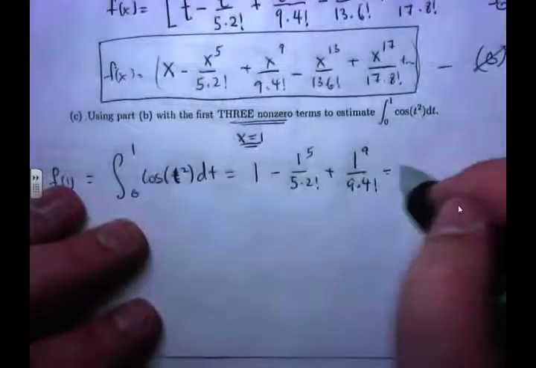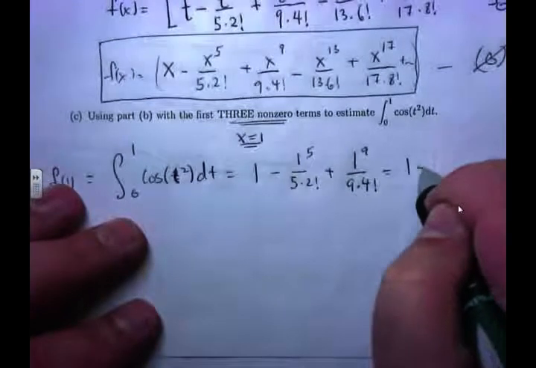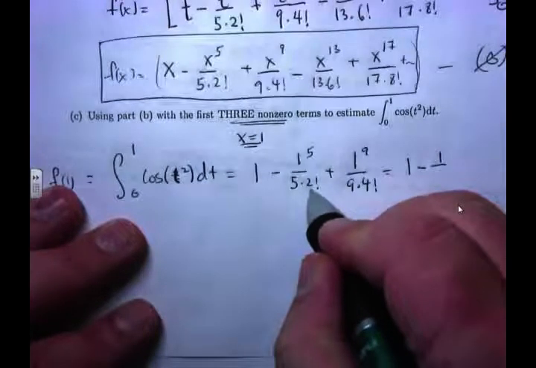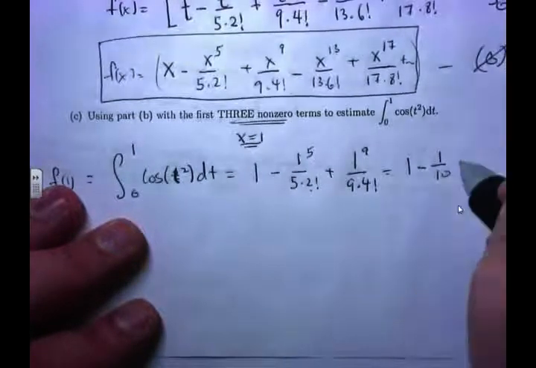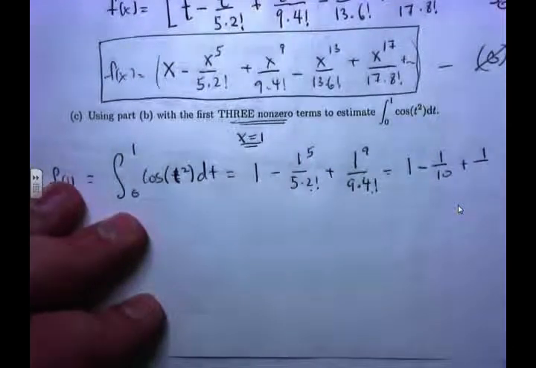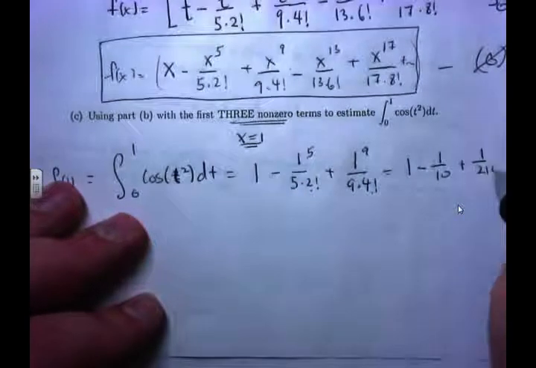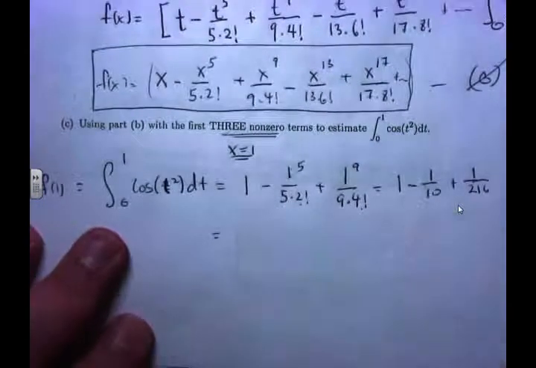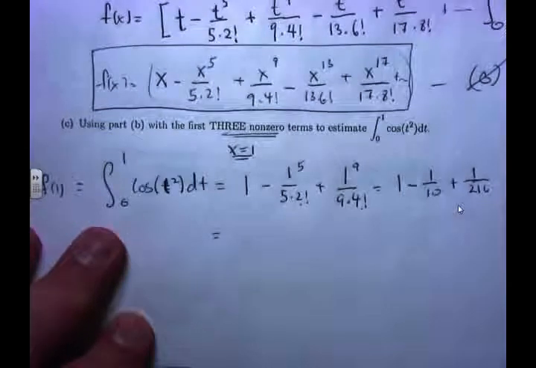Now, let's clean it up. This will be 1 minus 1 to the 5th is 1. 2 factorial. What's 2 times 1? 2 times 5 is 10. Plus 1 to the 9th is 1. What's 4 factorial? That's 4 times 3 times 2 times 1. What's that? 4 times 3 is 12 times 2, which is 24 times 1 is 24. And 24 times 9 is 216. The first 3 non-zero terms. And so this would be equal to 1 minus 1 tenth plus 1 divided by 216.